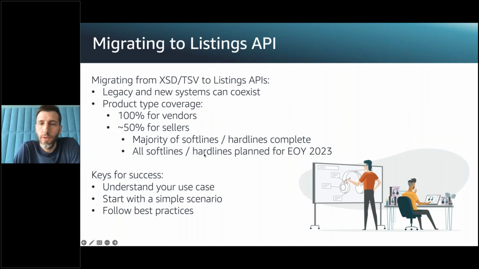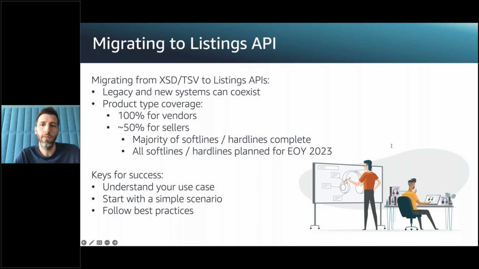We will now focus on the migration process from feeds to Listings API, which is probably the most interesting part for you. We will share some best practices, recommendations, and some resources as well. So first of all, it is important to mention that both the legacy and the new systems can coexist. This means that migration can be executed incrementally, starting from a simple use case and validating the changes iteratively. We will dive a bit deeper into this topic in the next slide.